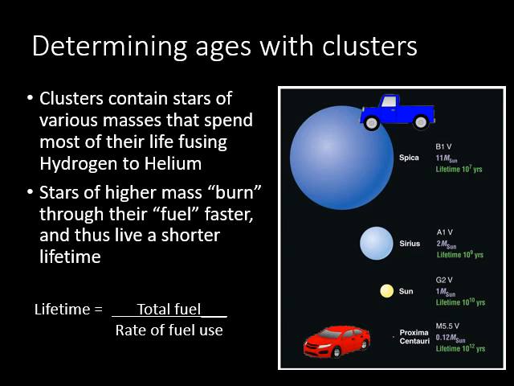Our more massive star like Spica is exactly like a truck. It has a giant gas tank that can hold a lot of fuel, but it has really poor gas mileage. So your truck is going to burn through its fuel faster, and it's not going to be able to go as far as a fuel-efficient car, even though it has a bigger gas tank, because it gets lower gas mileage.